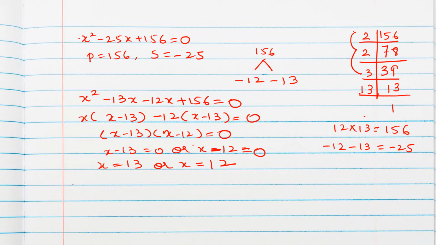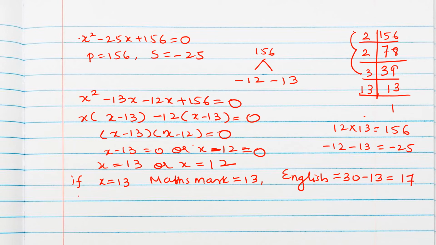So x value is marks in maths. So if x is 13, maths marks will be 13 and English marks will be 30 minus 13, that is 17. If x is 12, that is maths marks 12. So English marks will be 30 minus 12, that is 18.